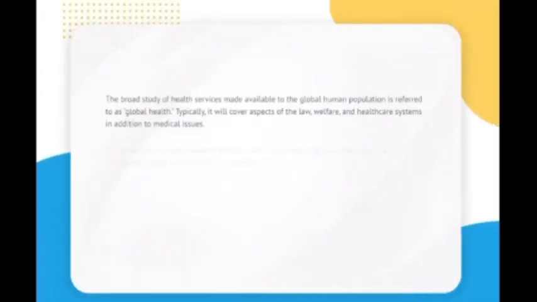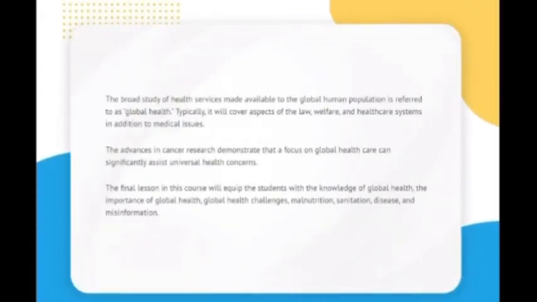The broad study of health services made available to the global human population is referred to as global health. Typically, it will cover aspects of the law, welfare, and healthcare systems in addition to medical issues. The advances in cancer research demonstrate that a focus on global healthcare can significantly assist universal health concerns. The final lesson in this course will equip the students with the knowledge of global health, the importance of global health challenges, malnutrition, sanitation, disease, and misinformation.